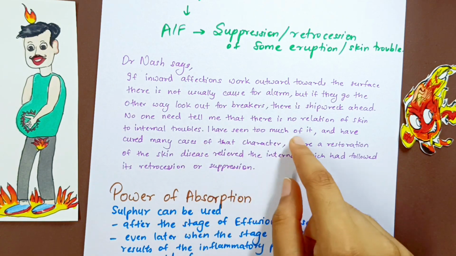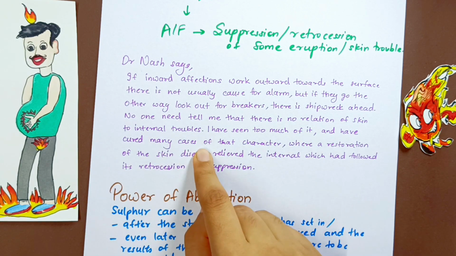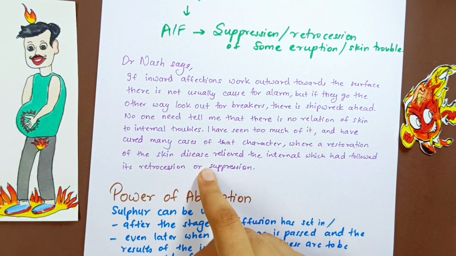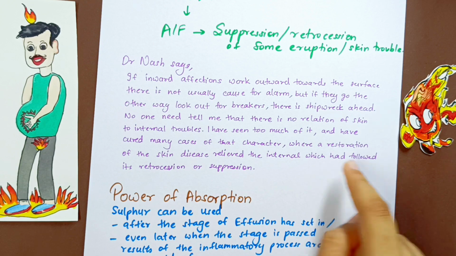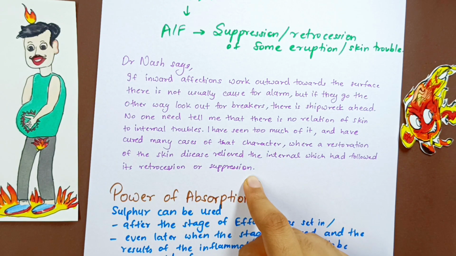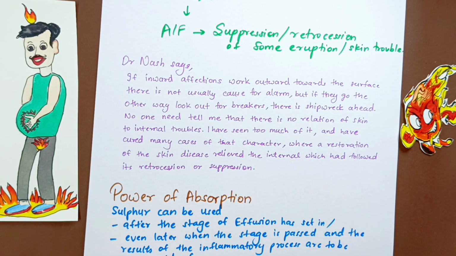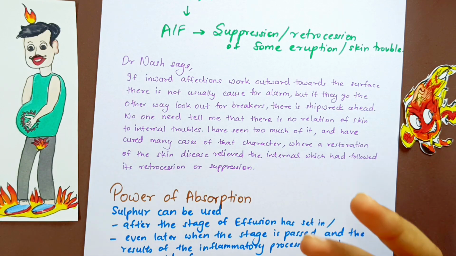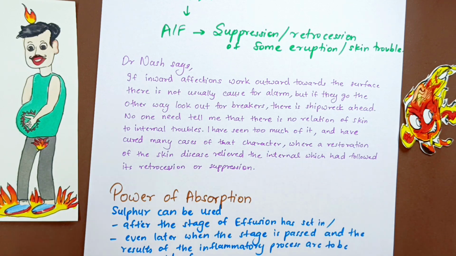I have seen too much of it and have cured many cases of that character, where a restoration of the skin disease relieved the internal which had followed its retrocession or suppression. So this is what Dr. Nash says. He is a master himself. He has worked up so many cases, helped so many patients, cured so many patients, and he has a great experience. When a master like him says this, we should believe it.